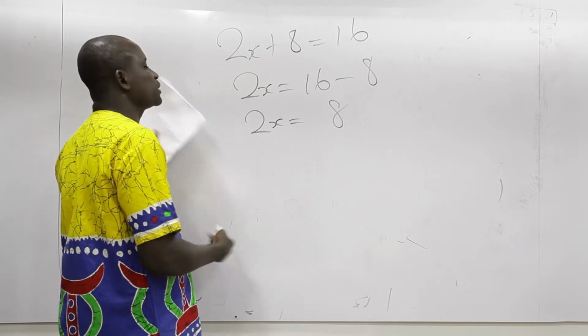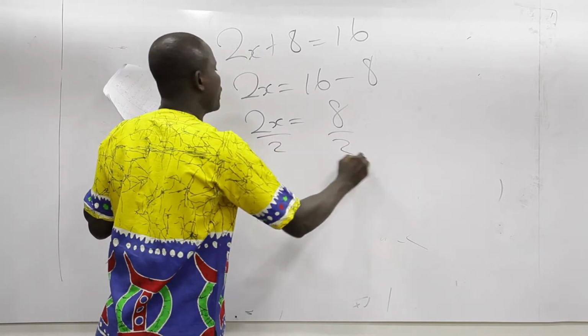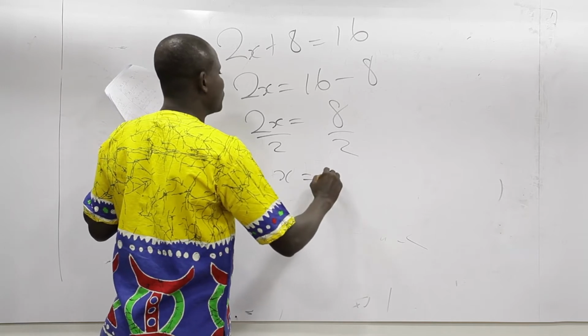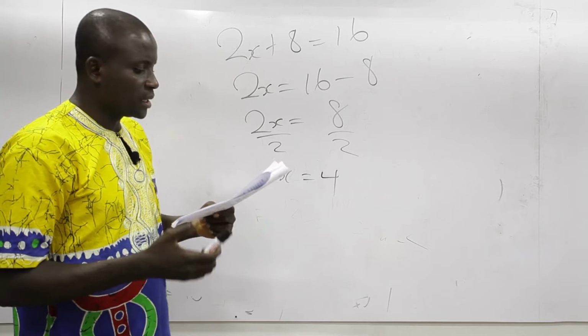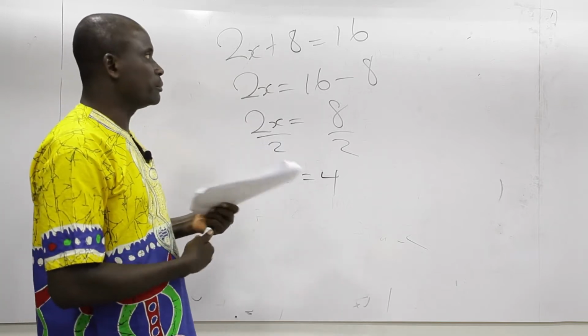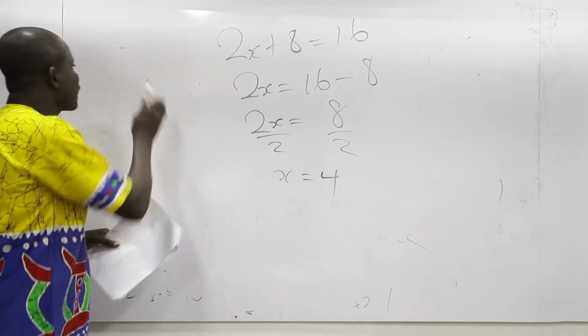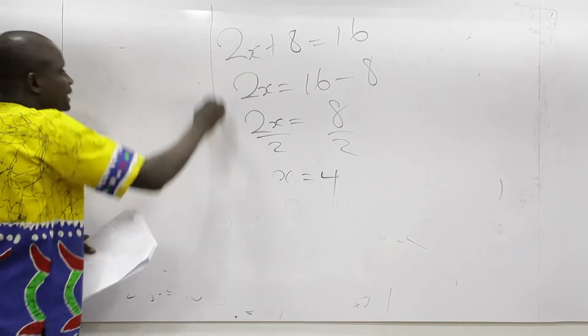So dividing through both sides by 2, here we are going to get x is equal to what? x is equal to 4. So that is the answer for it. Now let's look at a variety of them. I hope I'm clear. Now let's look at another example.